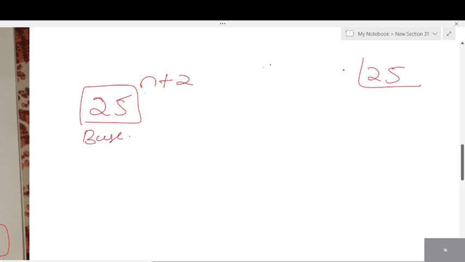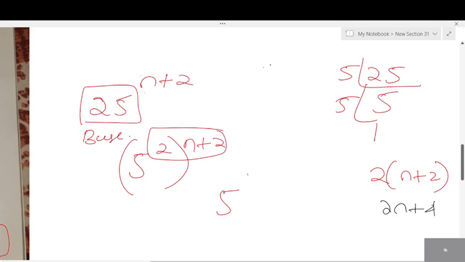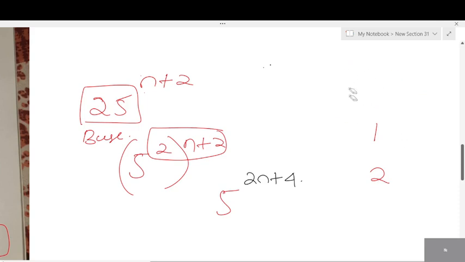Tell me, for 25, when you factorize, what do you get? 5 ones are 5. So what should I write? 5 square to the power n plus 2. When you open the bracket, what do you get? Multiply this. See, you have to multiply like this. Delicia, are you concentrating? These are tough questions, Delicia. What do you get? 2 into n is 2n. 5 to the power of 2n plus 4. Is this clear, all of you? Did you understand? Okay, the next one.